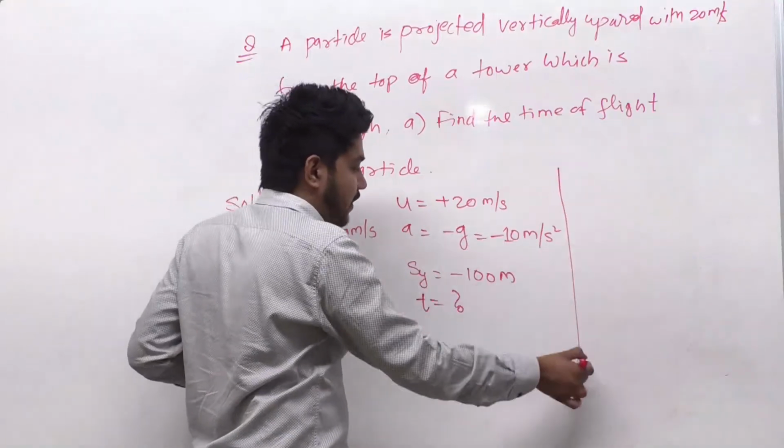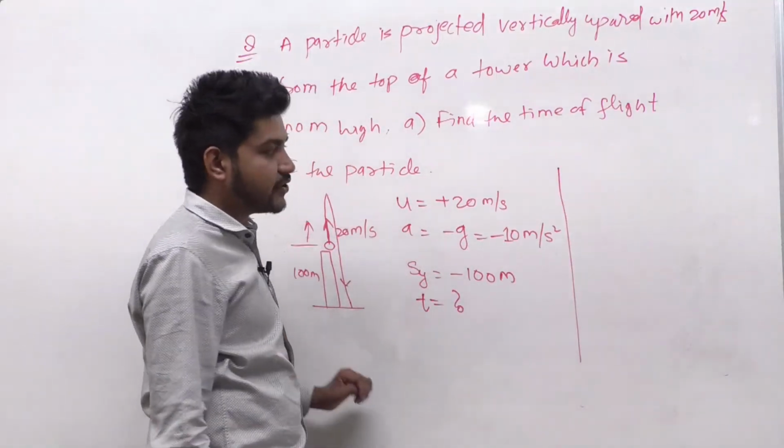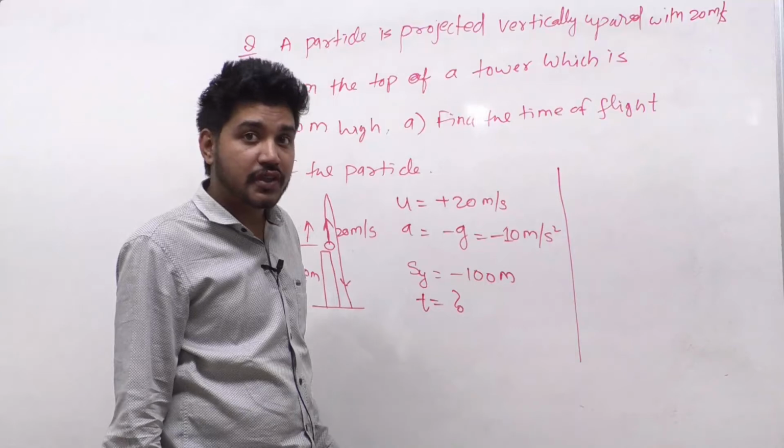So we have to find the time of flight. How will we solve this question? Again we'll use the equation S is equal to ut plus half at square.